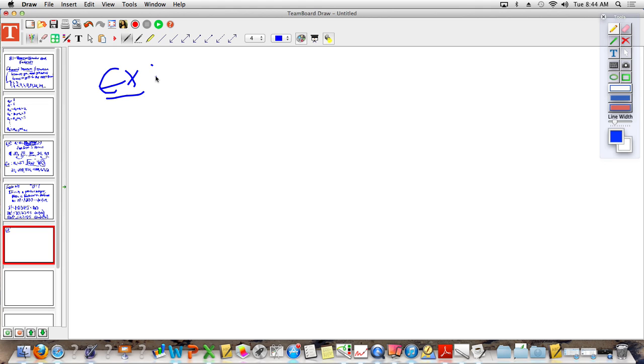All right, an example, let's do a sub n. I'm giving you a rule. It's not recursive, it's just a rule. A sub n is equal to 2 to the n power over n factorial. And I would like you to find the first 5 terms.